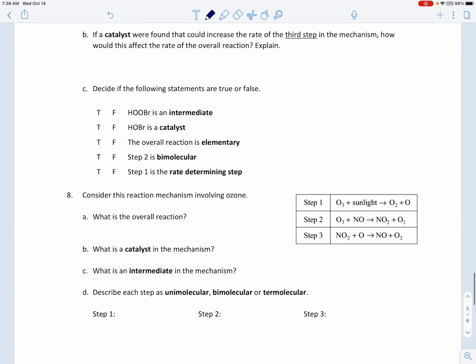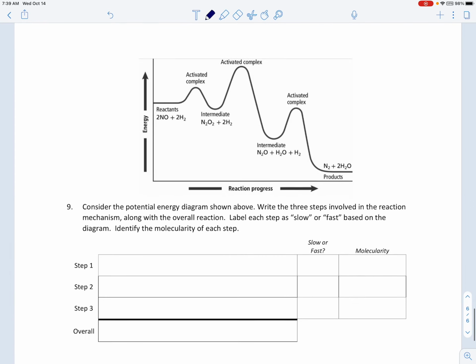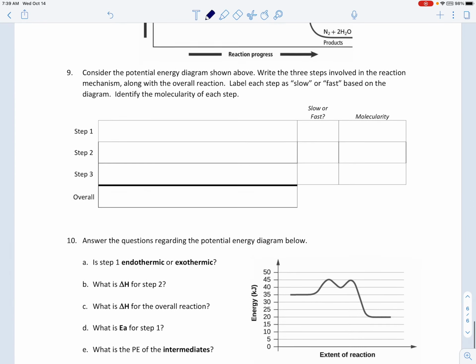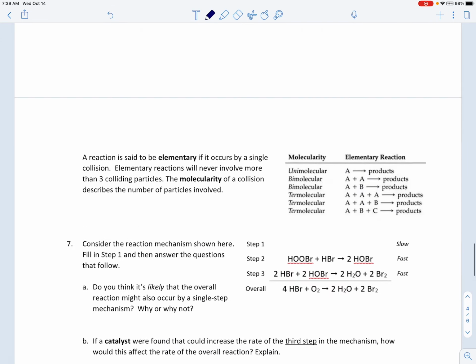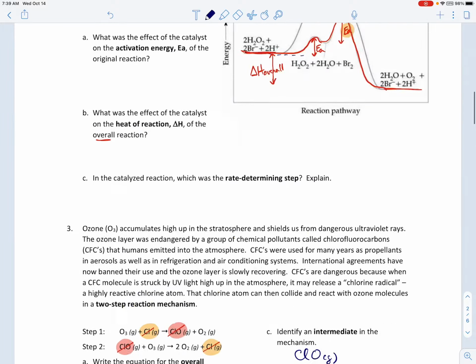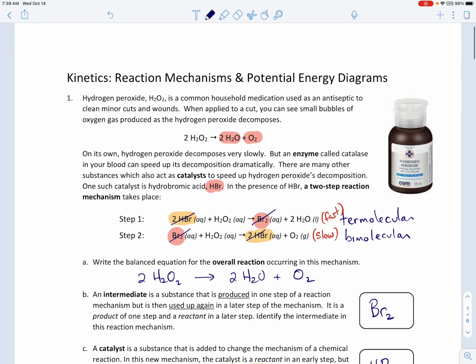All right, so I'm going to leave this for you to complete. I think the rest of this assignment is pretty straightforward if you understand what we've done so far. So finish this assignment and I'll post my answer key on Google Classroom for you to double check.